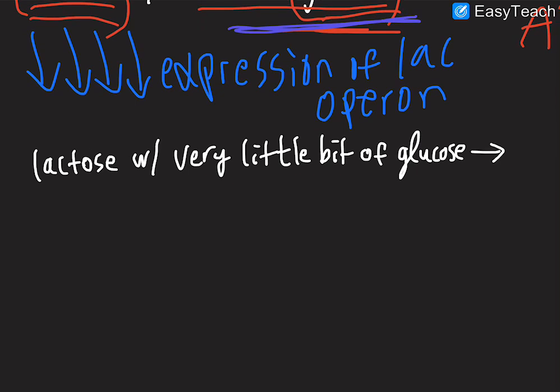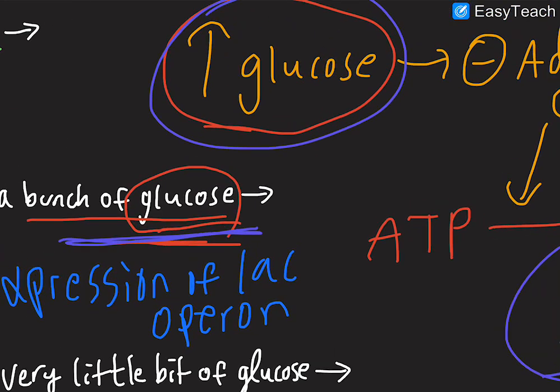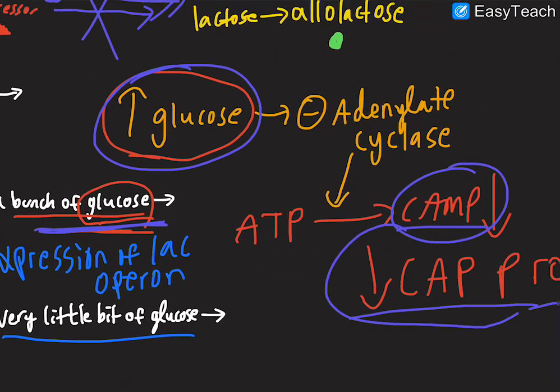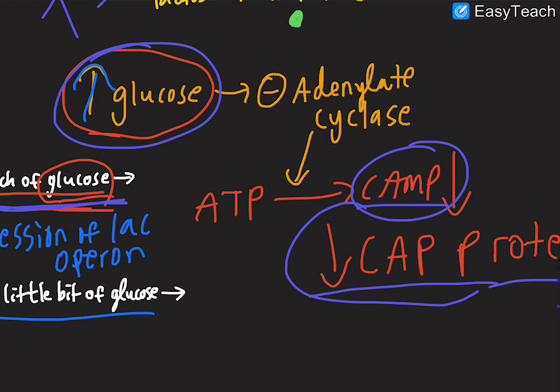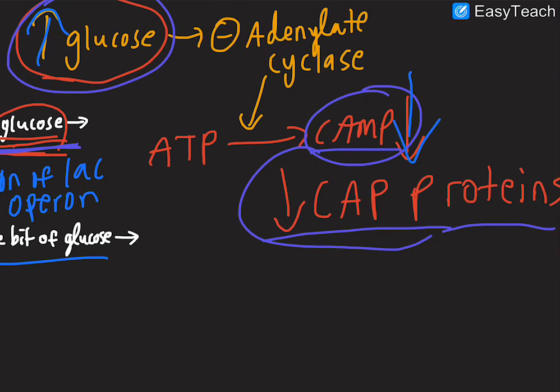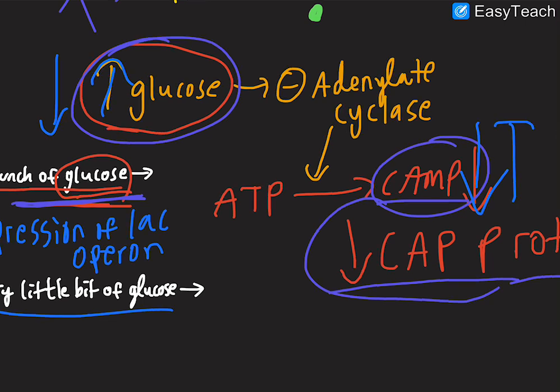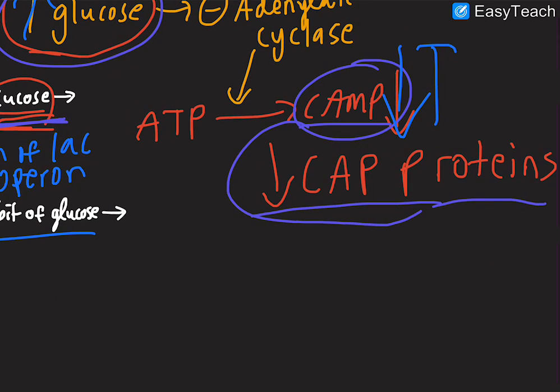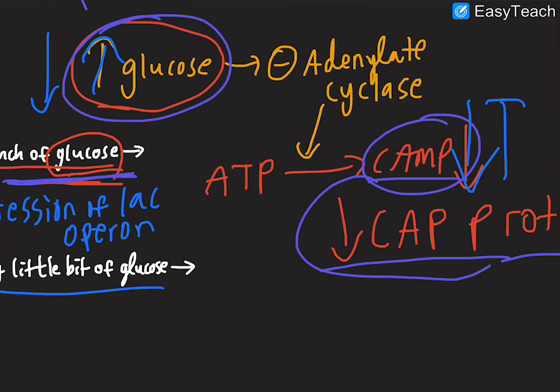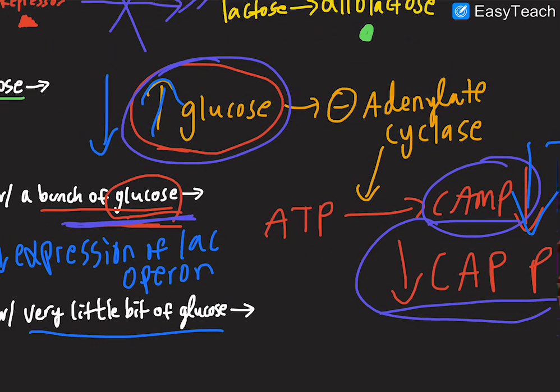But what if we had lactose but barely any glucose, okay? So we said that high glucose will lead to low cyclic AMP. So that means low glucose will lead to a bunch of cyclic AMP, which means we're going to have a bunch of cap proteins, right? So low glucose means a lot of cap proteins.